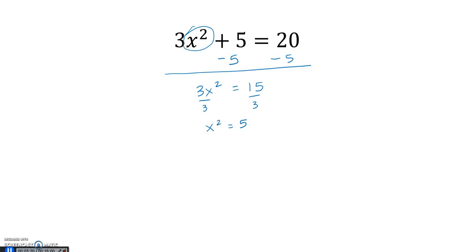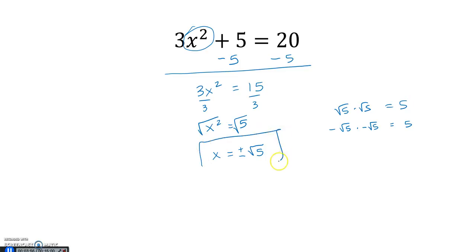Since we have x squared equal to 5, the opposite of squaring is square rooting. So we will root both sides of our equation, and we end up with x equaling the square root of 5. Now, whenever we solve by rooting, we have to include a plus or minus. This is because, technically, if we were working backwards, if we took the square root of 5 and multiplied it by the square root of 5, we would get 5. If I took the negative square root of 5 and multiplied it by the negative square root of 5, I would also get 5. So that's why we have plus or minus the square root of 5.